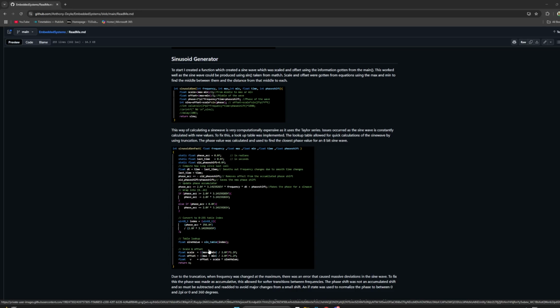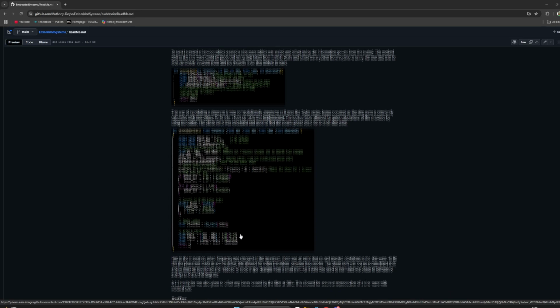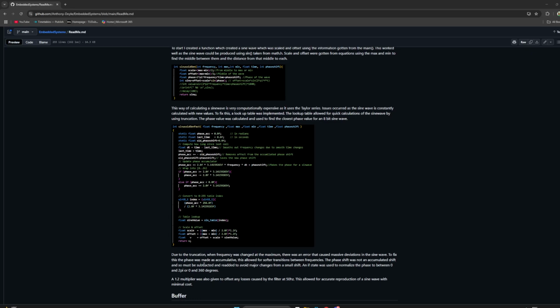The way this was done was the lookup table shown earlier, gotten from MATLAB. This lookup table helped truncate the values. So instead of having infinite values, there was only 256 values. And there was also an issue of when the frequency changed at the max value, that there would be drastic changes as the phase would shift. So having a phase accumulation led to this actually being reduced, and you could no longer see drastic frequency adjustments at one single maximum.